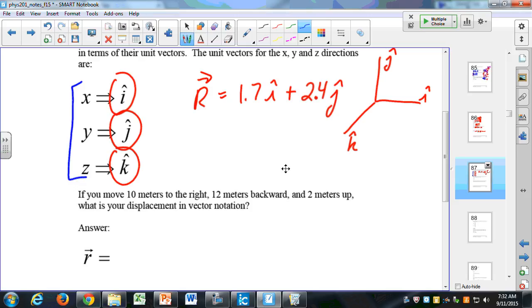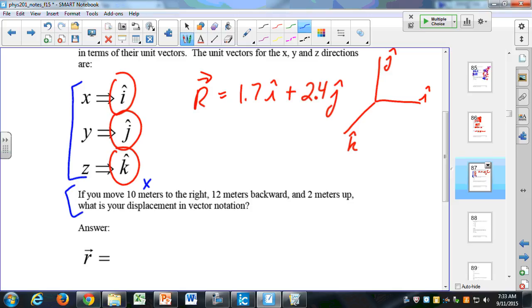So for example, if you have this motion, you move 10 meters to the right, 12 meters backwards, and 2 meters up. What would be your displacement in vector notation? How would I represent that in vector notation? First of all, which is the x direction, or what is our magnitude in the x direction, or displacement? That's our 10 meters, so this is our x. And our y is what, 12 or 2?